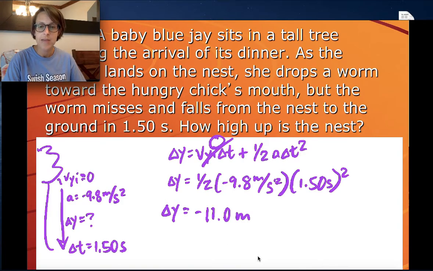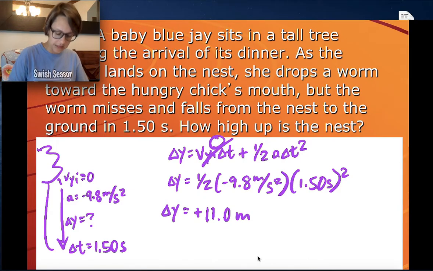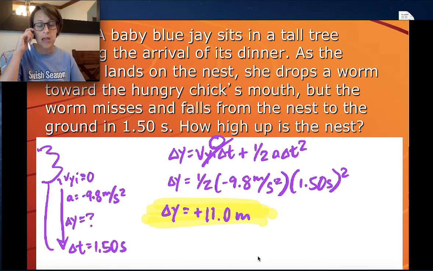So now I go back and think through, does my answer make sense? How high up is the nest? So what we calculated was how far the worm fell, but that would be equal to how high up the nest was, right? But if the question is how high up, then I need to turn this into a positive. Okay, so mathematically, we came out with a negative answer, but that's why we always go back and look at our problem and see, did we actually answer what was asked? How high up is a positive number.